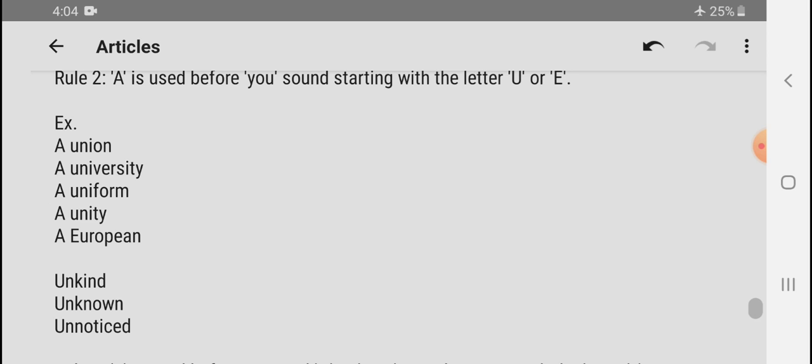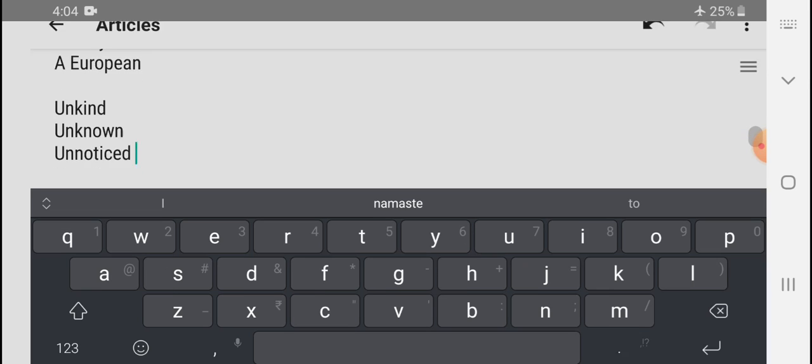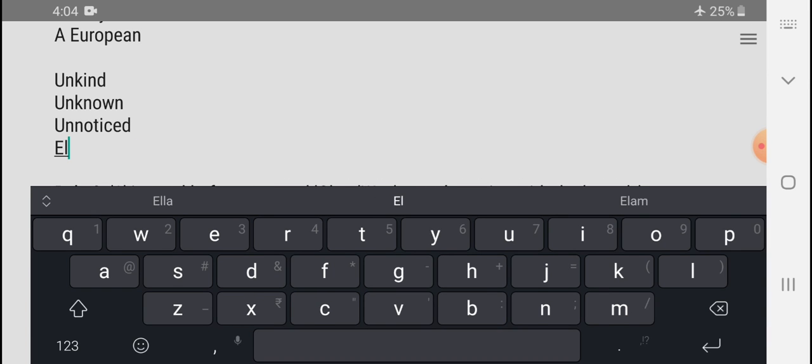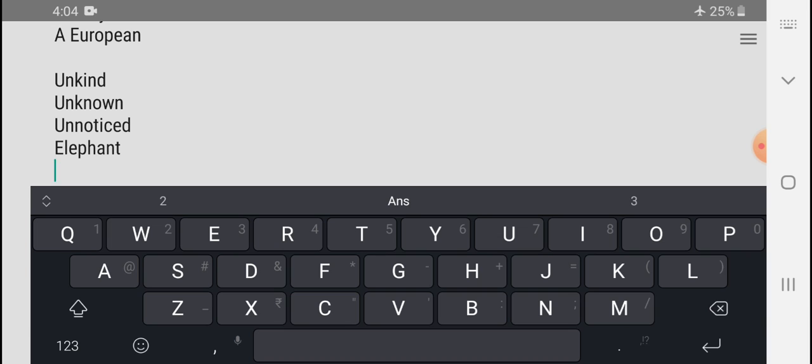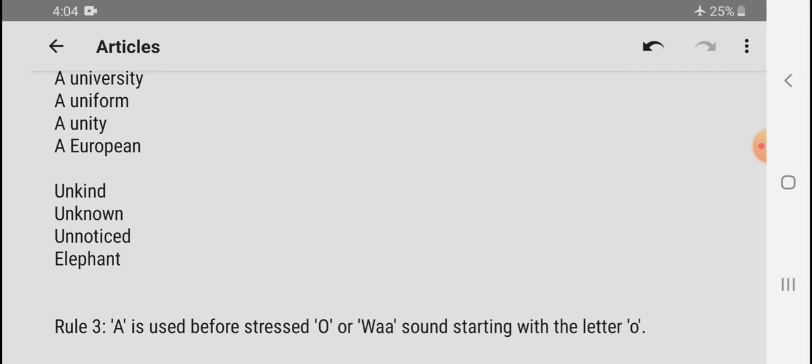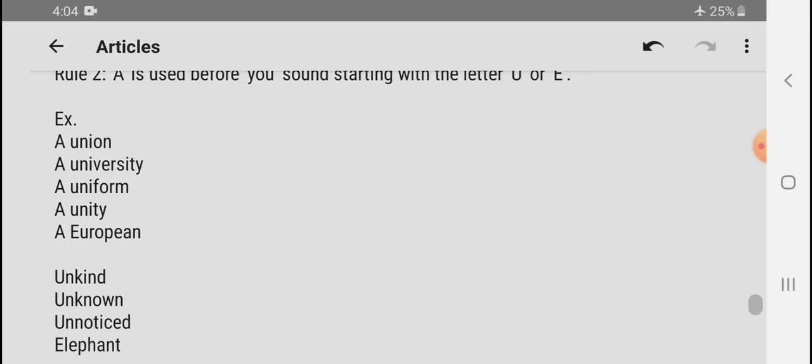Therefore, you need to be very careful when you see a word that starts with E. Again, I can give you another word with E, like elephant or elevation. You can see in there also it doesn't give you the sound of "yoo". They're completely other sounds of a vowel. So with these words, unkind, unknown, unnoticed, and elephant, you have to use "an". But with the above words, although they start with a U or E, they give you the sound of "yoo". Therefore you cannot use "an", you have to use "a" as the rule says.